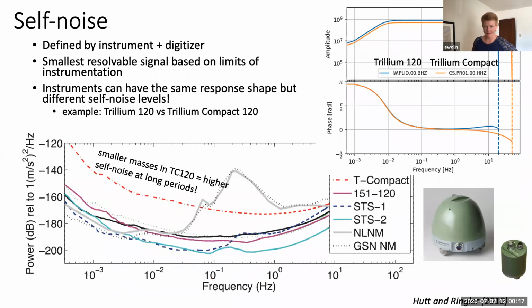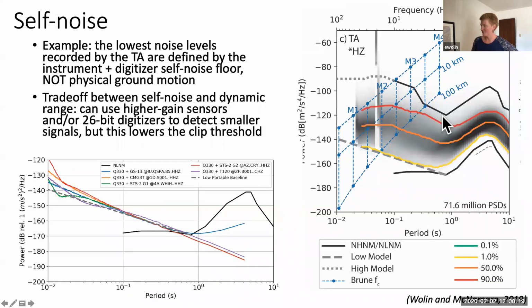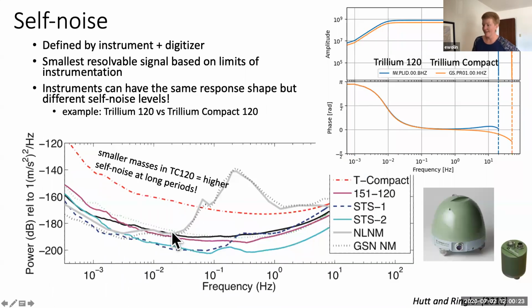Let me get back over here. So this is looking at higher frequencies. This self-noise at long periods, this is something that people are working on. If you're making a sensor that is designed for the GSN, you want to have that self noise as low as possible if you want to observe very small signals like normal modes or earth tides.